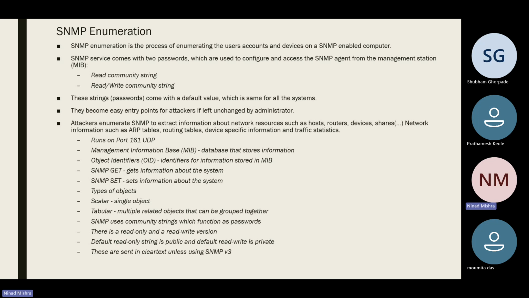Then there are other types of objects. These are all additional information which we are not really concerned with. So scalar, that is a single object, tabular with multiple information, and multiple objects that are related. SNMP uses community strings which function as passwords. So whenever you are configuring, it will have the community strings, which is basically your password. They just have the name community string, but ideally they are just passwords. Now, one thing you have to remember is that this is something which is used as a service. Okay.